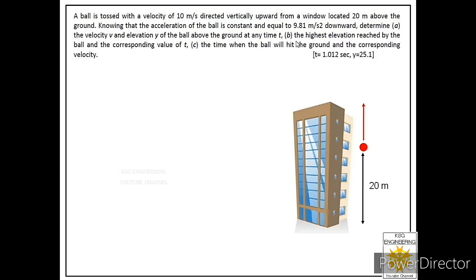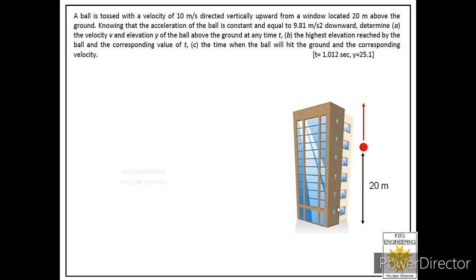In the B part, we have to find the highest elevation reached by the ball and the corresponding value of t. Then we have to find the time when the ball will hit the ground and the corresponding velocity.